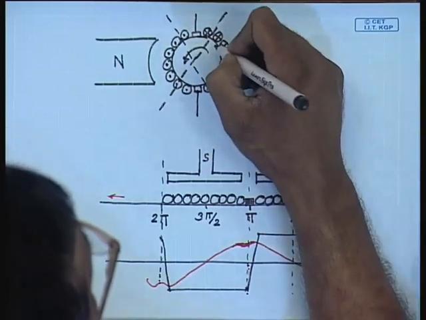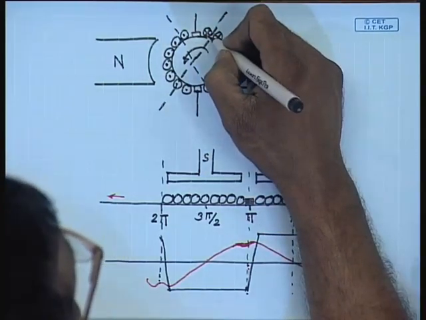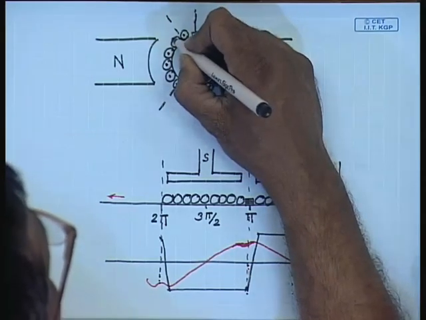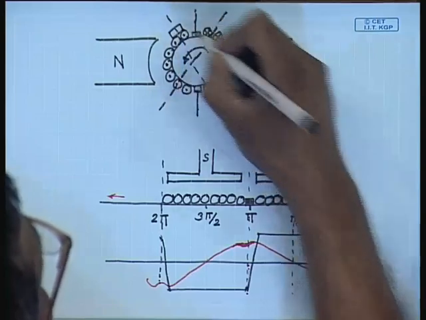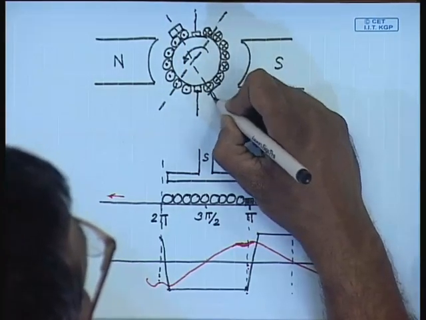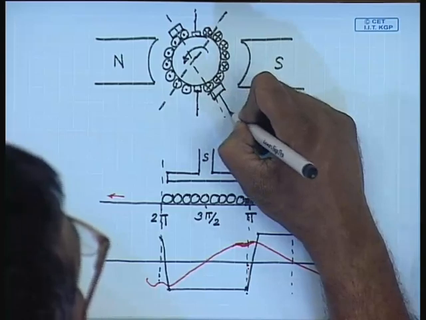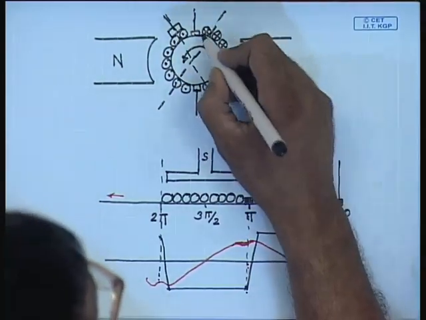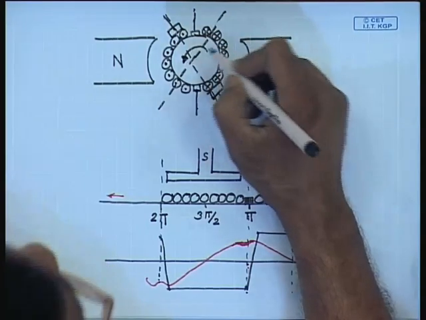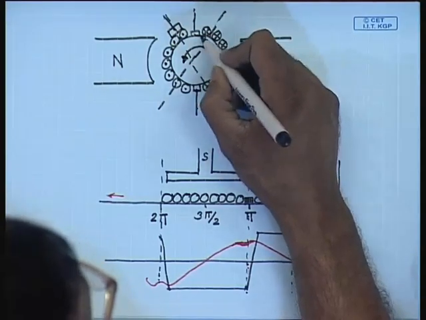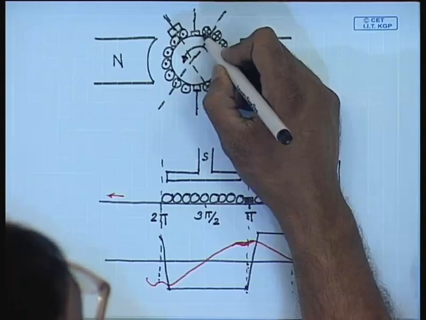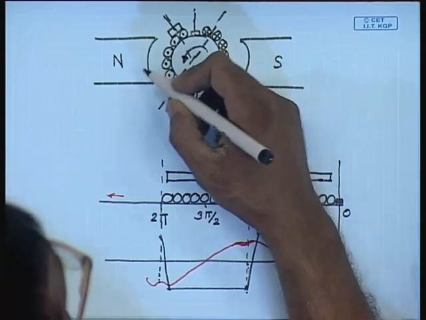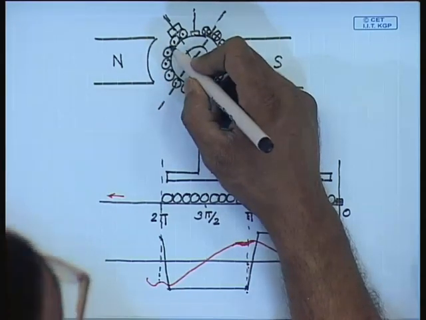If instead of putting the brush actually at the interpolar region, we shift it or lead it, that is move it in the direction of rotation in the generating mode, what will happen is that in the process of rotation, the induced voltage in the coils will change to the polarity of the pole ahead before it reaches the brush.